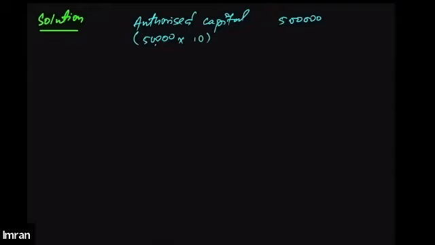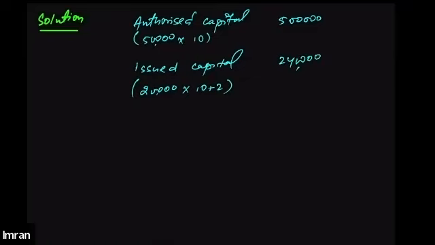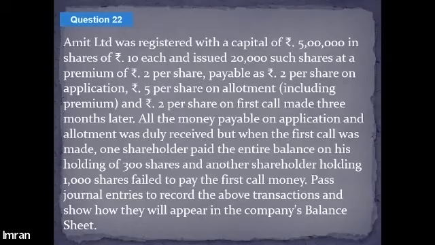And out of this, the company has decided to issue capital. Issued capital is how much? The company has decided to issue 20,000 shares, having a face value of 10 each, but at a premium of rupees 2. So the company basically wants to raise 2,40,000 from the public by issuing 20,000 shares having a face value of 10 each, but at a premium of 2 rupees.